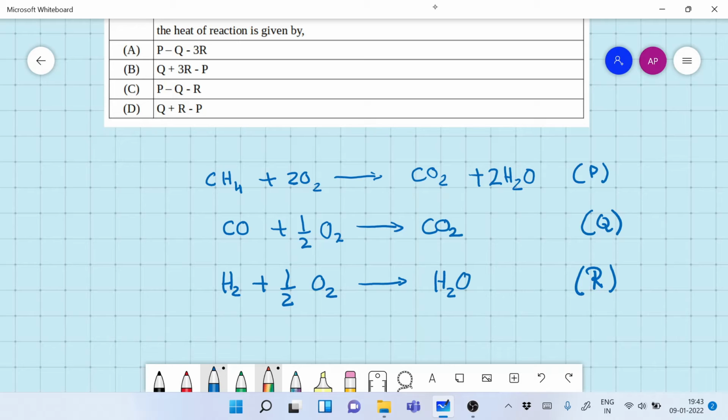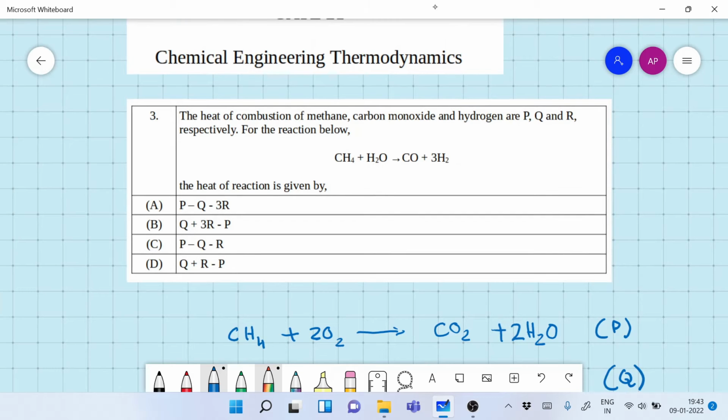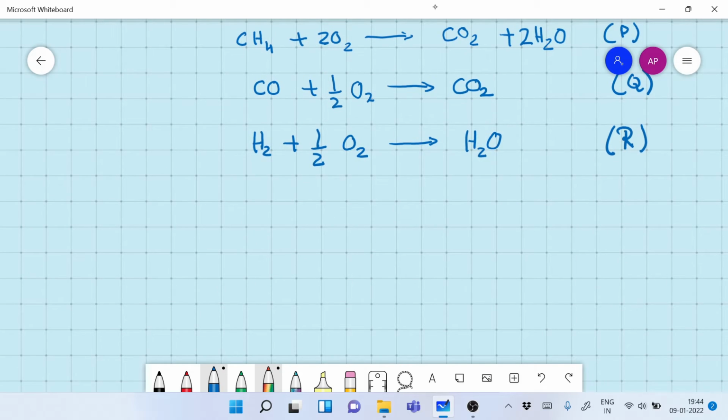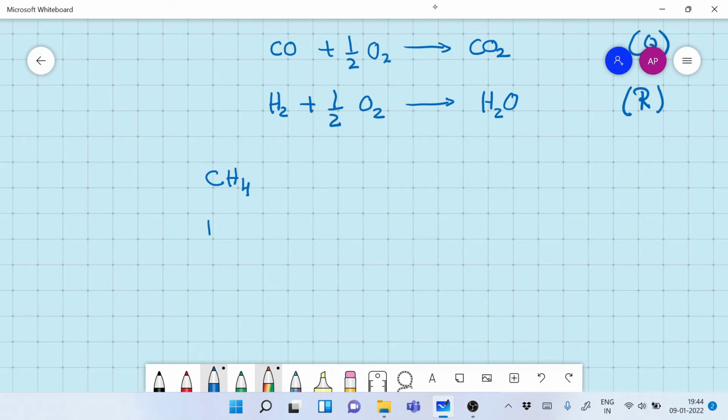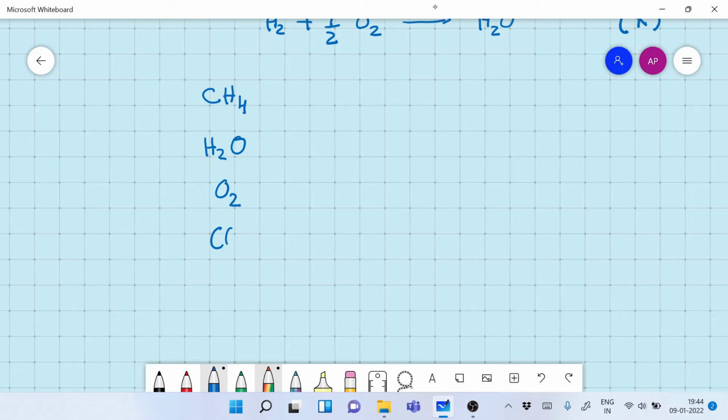Now, don't make the mistake of multiplying a reaction and taking a negative of it and subtracting it to get the final solution. No, don't try to get the solution at this point. Look at what I do. Write down all the compounds that are participating in the reaction. So, what we have is methane. The second is water. The third is oxygen. The fourth is carbon monoxide. The fifth is carbon dioxide. And the sixth is hydrogen.